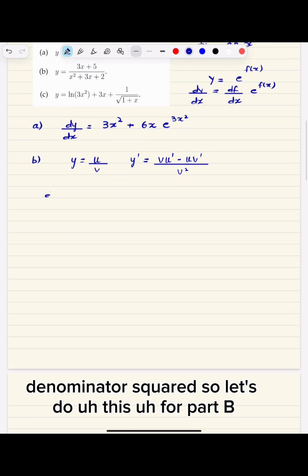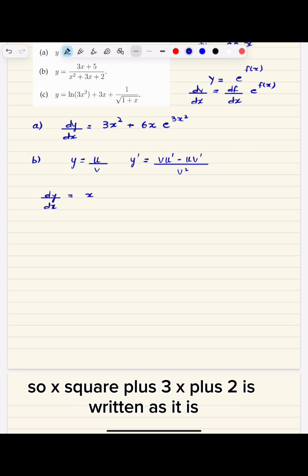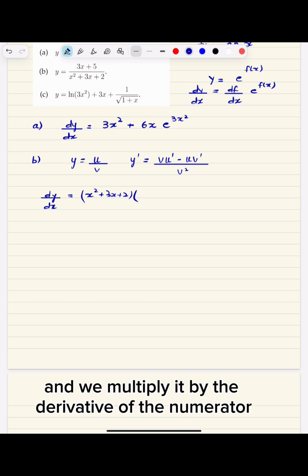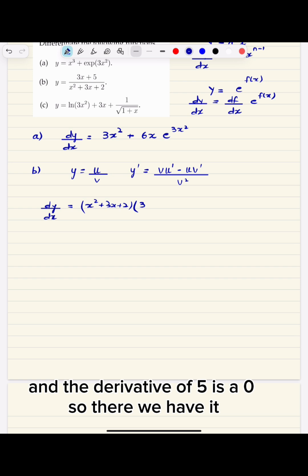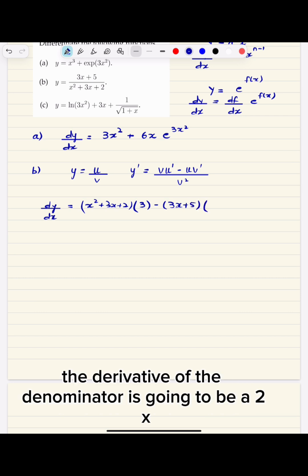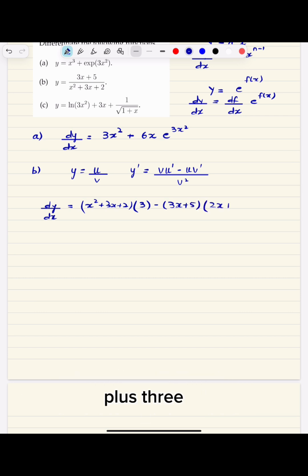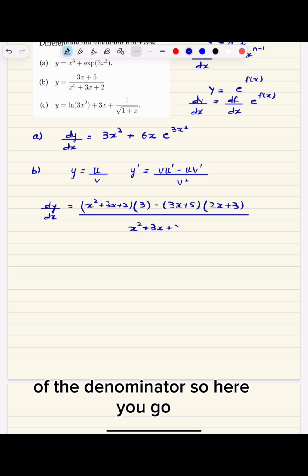So let's do this for part B. We keep the denominator as it is, so x^2 + 3x + 2 is written as it is, and we multiply it by the derivative of the numerator. So the derivative of 3x is just 3, and the derivative of 5 is 0. So there we have it. Minus the numerator as it is, the numerator is 3x + 5, and the derivative of the denominator is going to be 2x + 3. And we are going to divide this through by the square of the denominator.